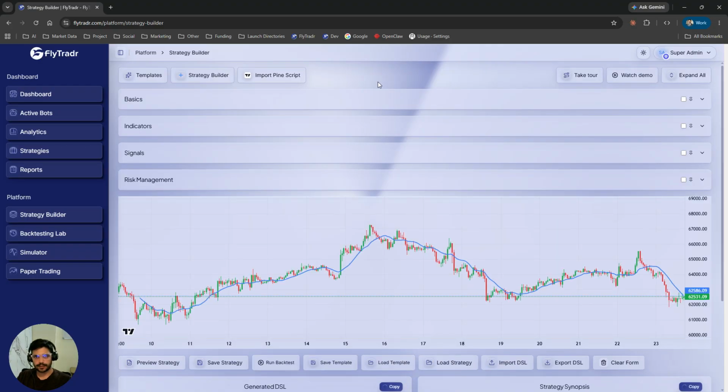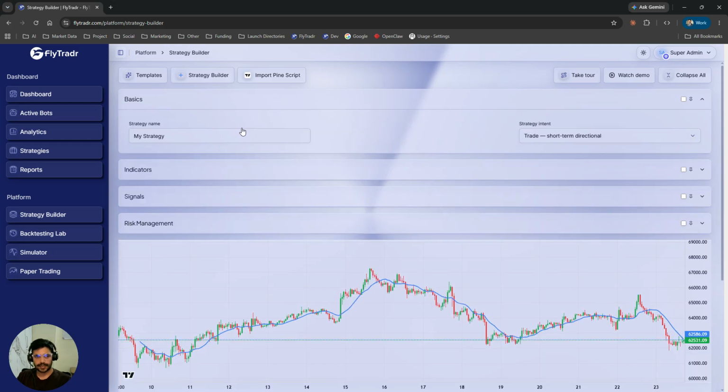It's a simple form-based strategy builder with just 4 sections. We'll cover each of these sections one by one and build our first strategy. First, let's start with the basic section. As you can see, this section has just one input, which is the important one, which is strategy name. By default, you'll see this as my strategy.